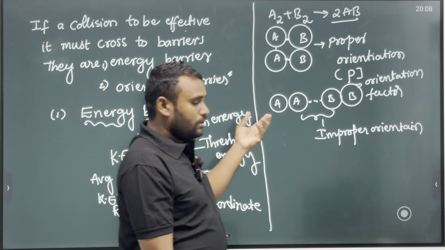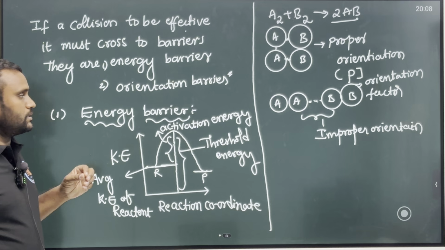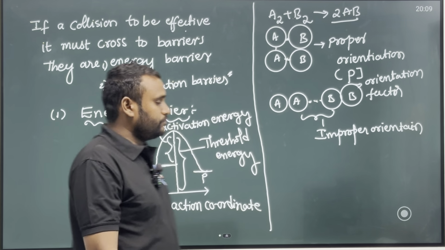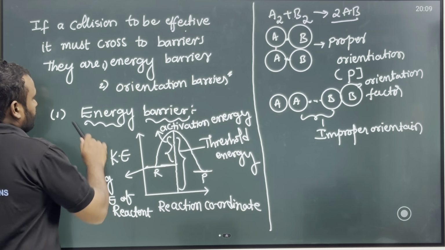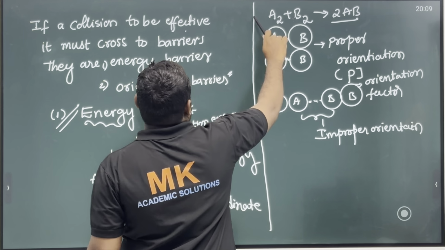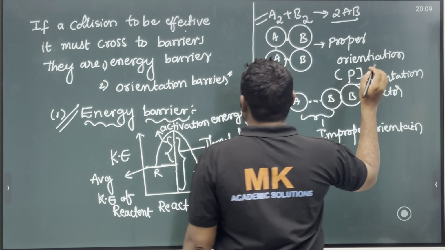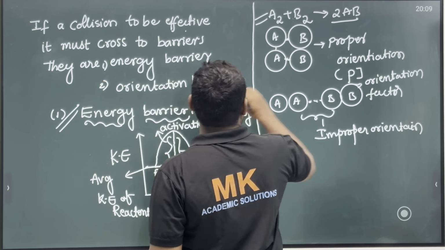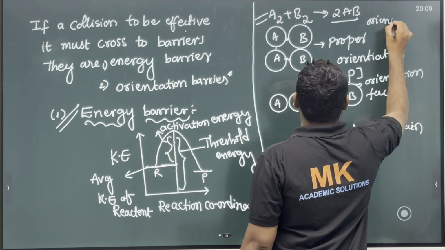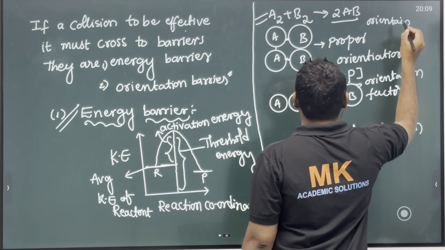So these are the two barriers a molecule must cross to give an effective collision. What are the two barriers? The first one is the energy barrier, the second one is what? The orientation barrier.